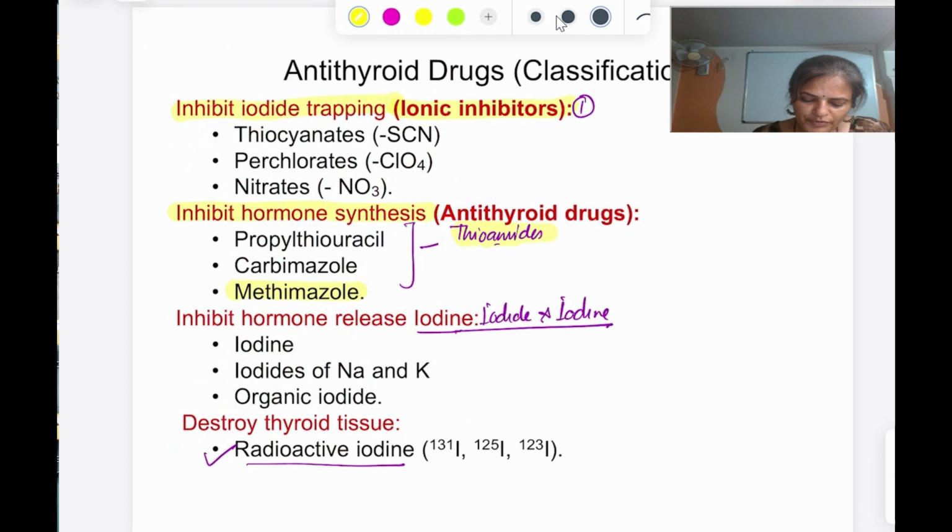Now the third group of drug is iodine or iodide. If you give iodide, or if you give iodine, iodine gets reduced into iodide, so ultimately it is iodide. This is the one which inhibits hormone release. How do you give it? As iodide of sodium and potassium, organic iodide, and iodine. Iodine gets reduced in the intestine to iodide.